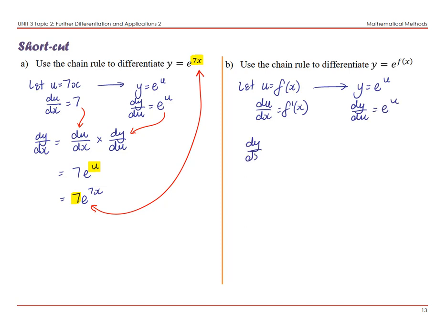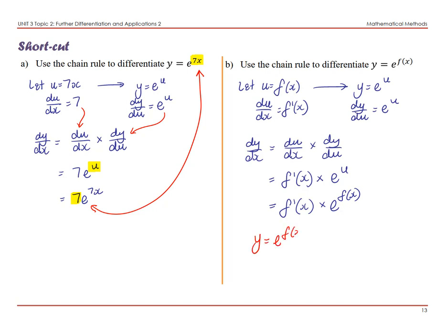Write our chain rule formula. Substitute in what we just found, so that it will be f prime x multiplied by e to the u. Go back and substitute what u was. It'd be e to the f of x, and that there is our general rule. So if we have y equals e to the f of x, dy/dx equals the same thing multiplied by the derivative of the power.